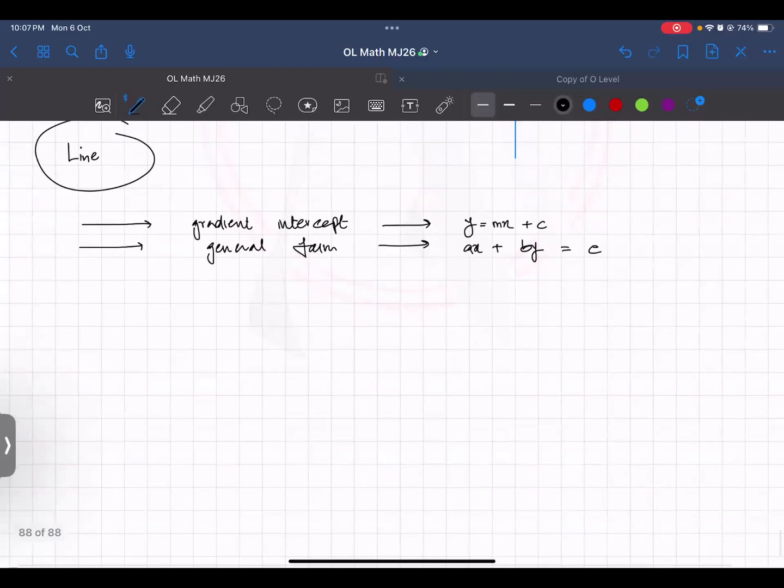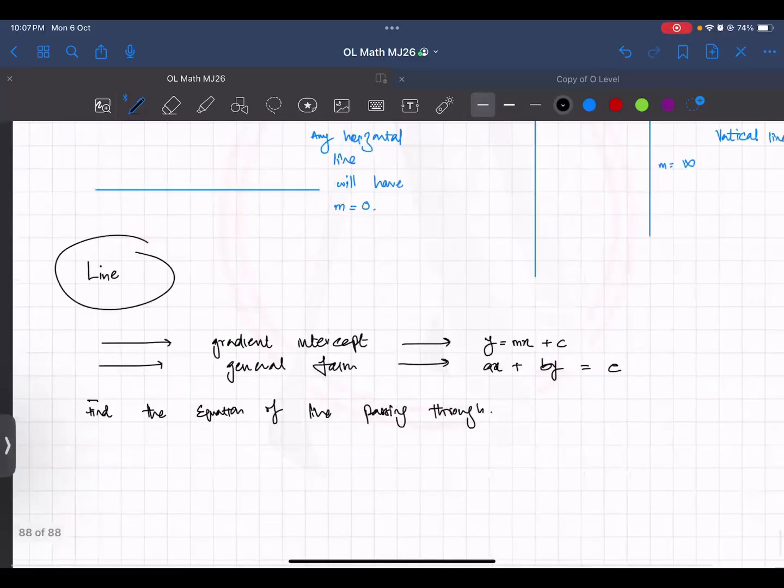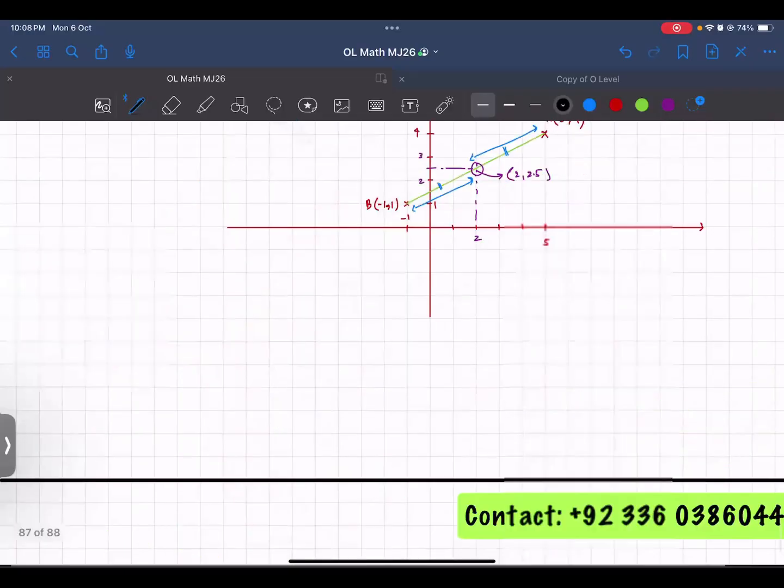And they would ask you to find the equation of the line passing through the 2 points that we took, which were 5, 4 and minus 1, 1.